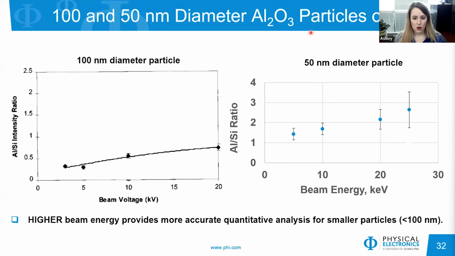Here we show two smaller particles, the figure on the left being from a 100 nanometer alumina particle, and the figure on the right being from a 50 nanometer alumina particle. In both cases, the trend is the same, with the slope of the trend line being steeper for the smaller particle. We see that in the cases of particles less than 100 nanometers in diameter, a higher beam energy is preferred as it provides more accurate quantitative analysis because there's less substrate signal contribution. Again, the trend gets steeper and steeper as you go to smaller and smaller particles.